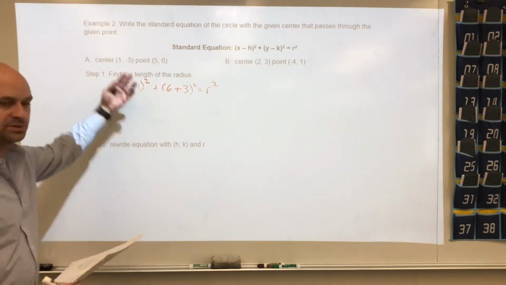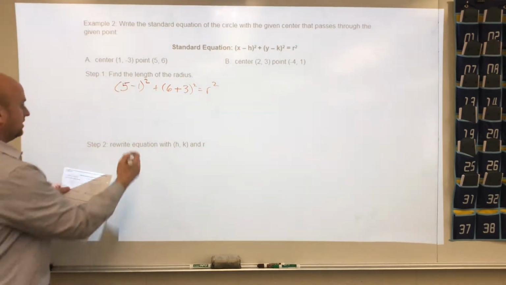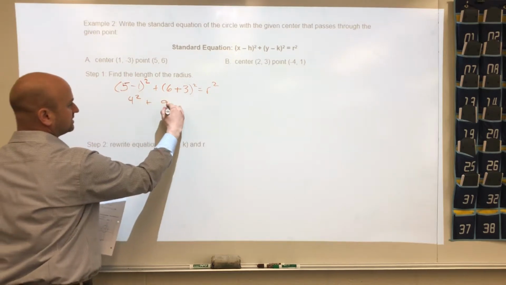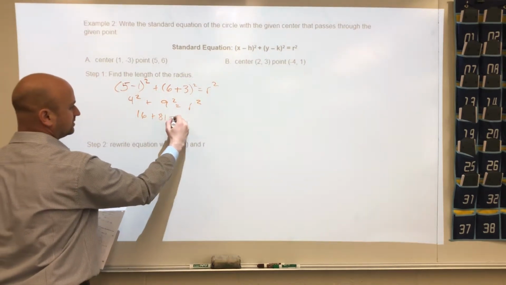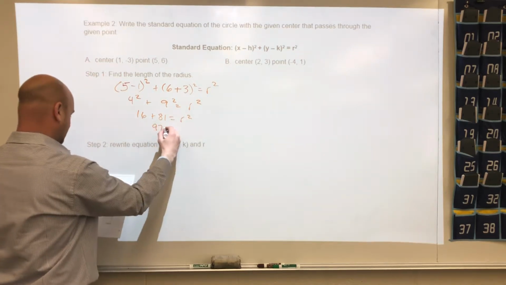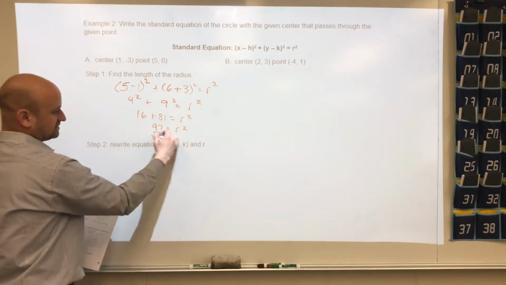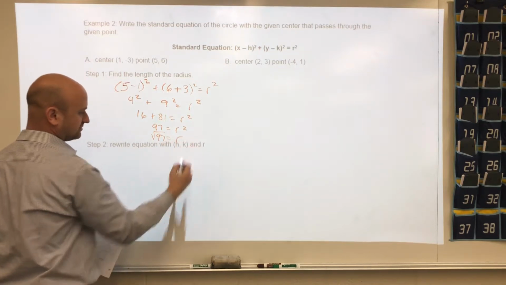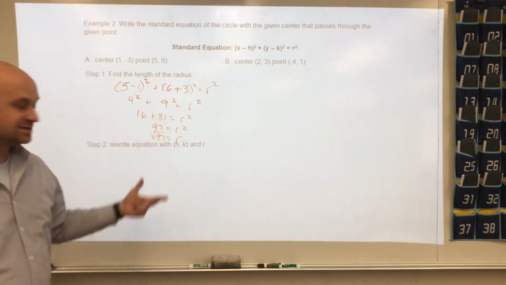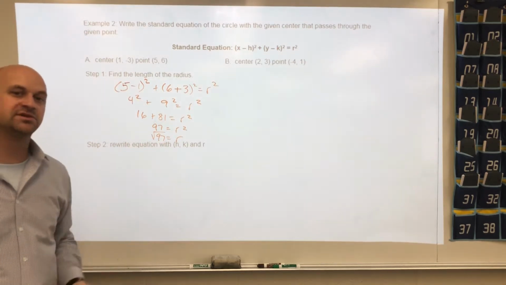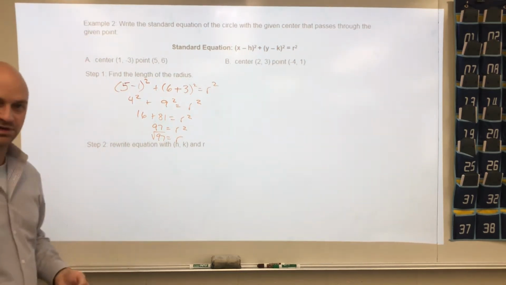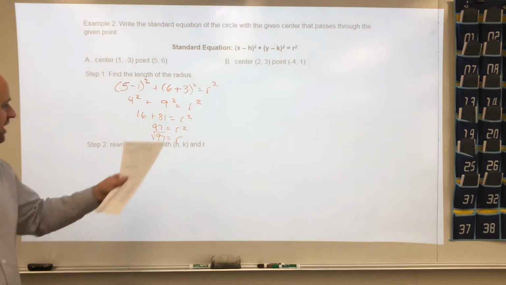And so then we go through and we work our order of operations, right? And then we get 4 squared plus 9 squared equals radius squared. 16 plus 81, we get 97. And then the last step is we get the square root of 97. And we'll keep our answer like this. So that becomes the radius of this problem, which, if we did this, is almost going to be a value of 10. It'll be like 9.8 or 9.9 on the calculator.